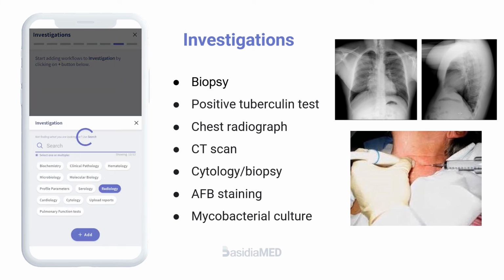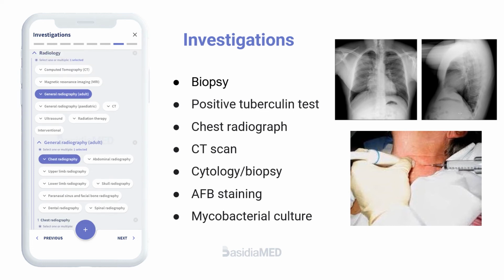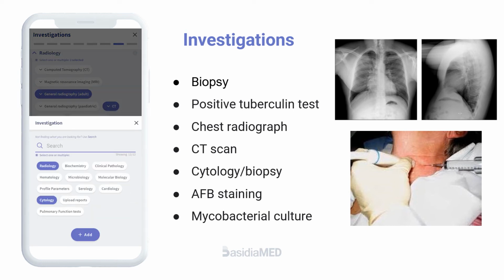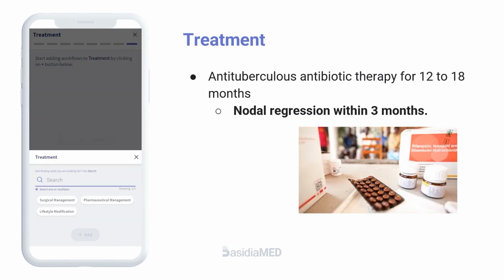Investigations. Possible diagnostic steps include positive tuberculin test, chest radiograph, CT scan, cytology or biopsy, AFB staining, and mycobacterial culture. The treatment of choice for lymphadenitis caused by Mycobacterium tuberculosis is multi-agent, anti-tuberculous antibiotic therapy for 12 to 18 months. Nodal regression typically occurs within 3 months. Because of the effectiveness of anti-tuberculous agents, the surgical excision of draining nodes and sinuses is infrequently required.